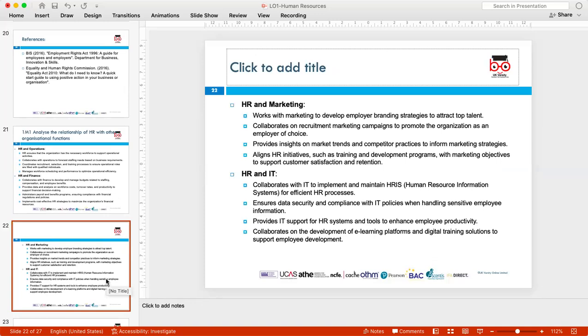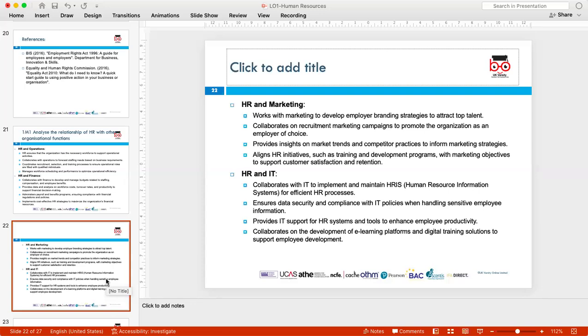Moving on to HR and marketing. The relationship between HR and marketing is to develop employer branding strategies to attract top talent, collaborate on recruitment marketing campaigns to promote the organization as an employer of choice, and align HR initiatives such as training and development programs with marketing objectives to support customer satisfaction and retention. HR also provides insights on market trends and competitive practices to inform marketing strategies.